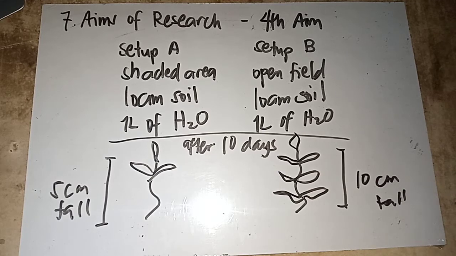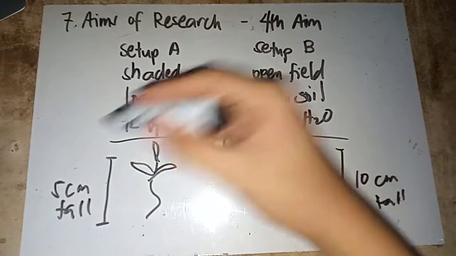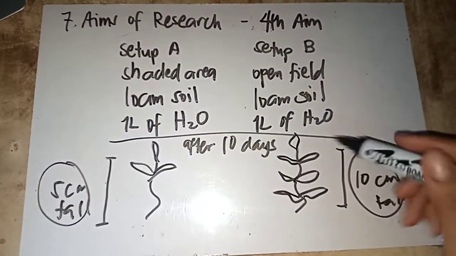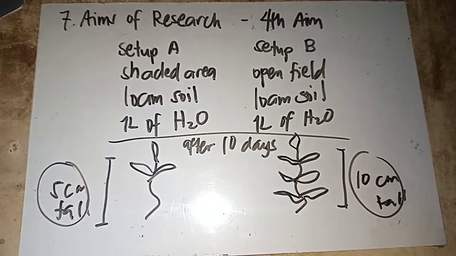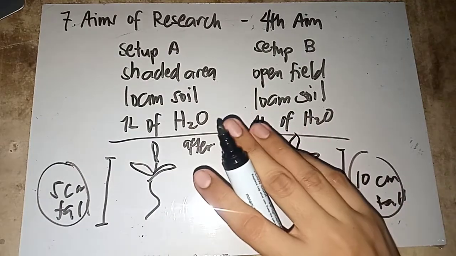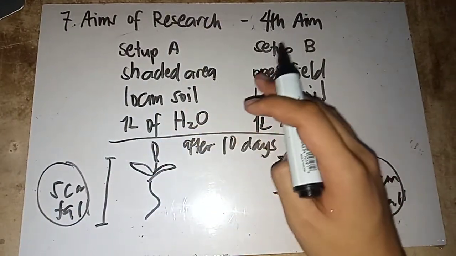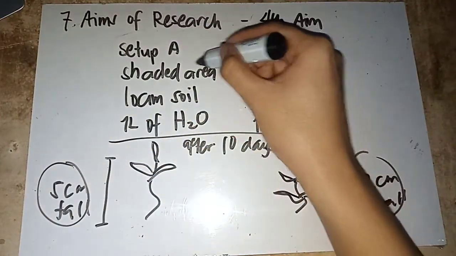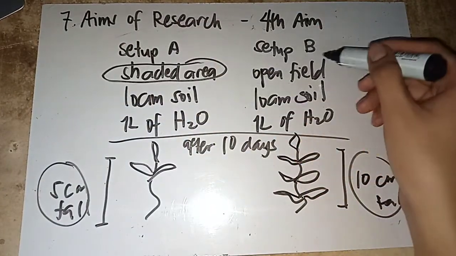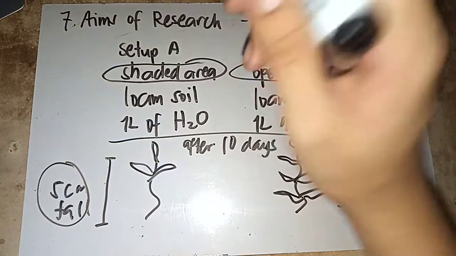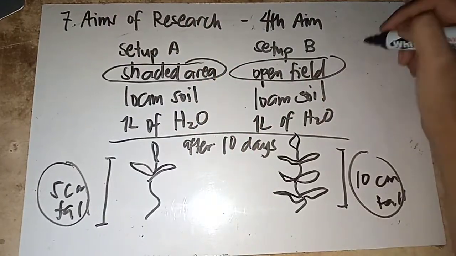So, from this situation or experimentation, what will be your observation? What do you think is the root cause of the difference among the 2 plants? Because the outcomes are extremely different. It has 3 leaves, it has 7 leaves, 10 centimeters, and 5 centimeters. So, you observed in setup A, you planted the plant in the shaded area, while in setup B, you planted it in an open field. Meaning to say, the sunlight.